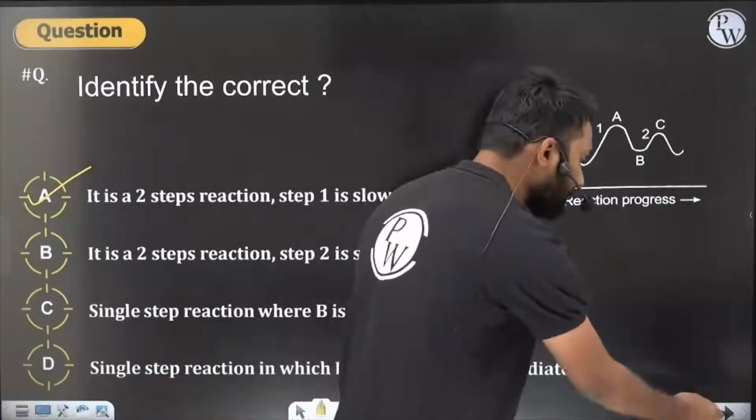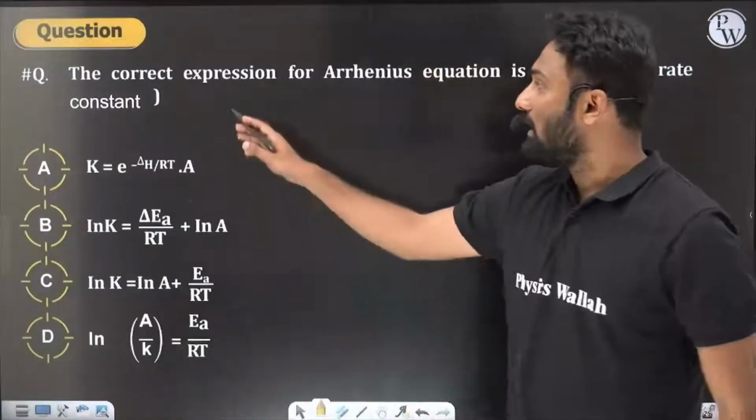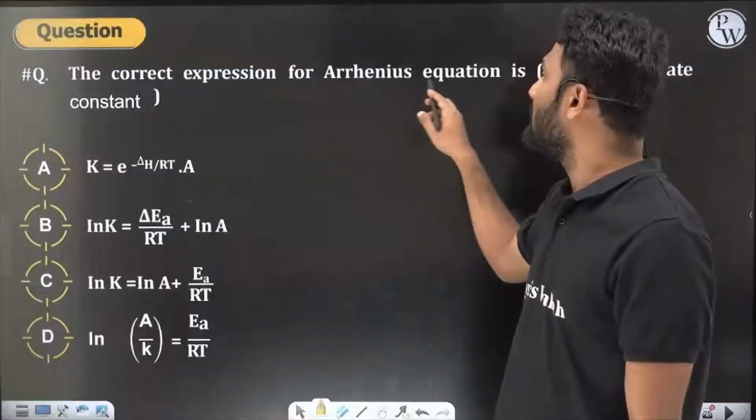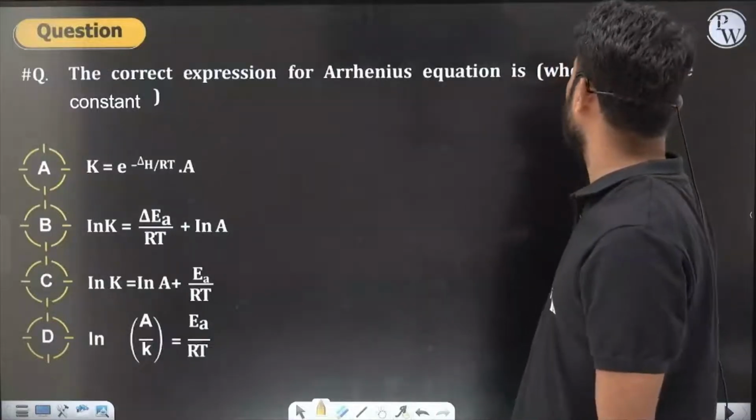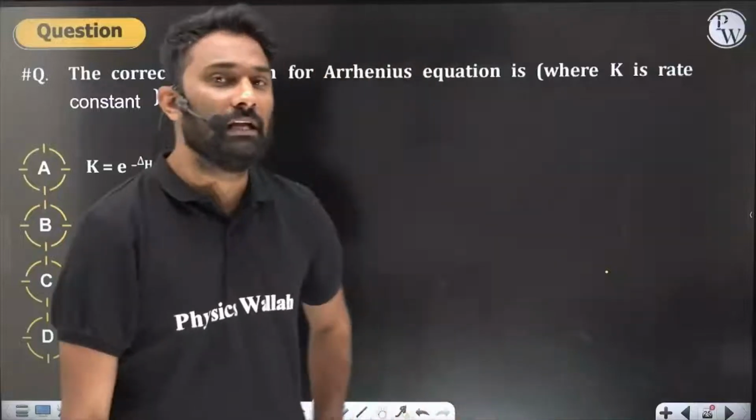Next question. Now the correct expression for the Arrhenius equation is, where k is the rate constant. Now, what is the Arrhenius equation?